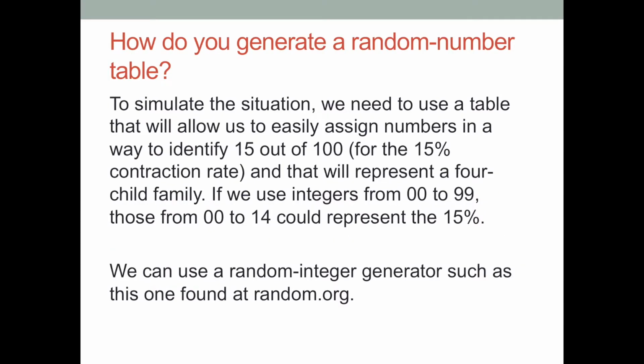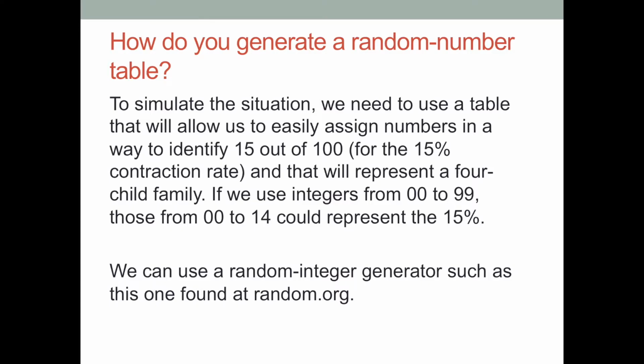To simulate the situation, we need to use a table that will allow us to easily assign numbers in a way to identify 15 out of 100 for the 15% contraction rate, and that will represent a 4-child family. If we use integers from 0 to 99, those from 0 to 14 could represent the 15%.